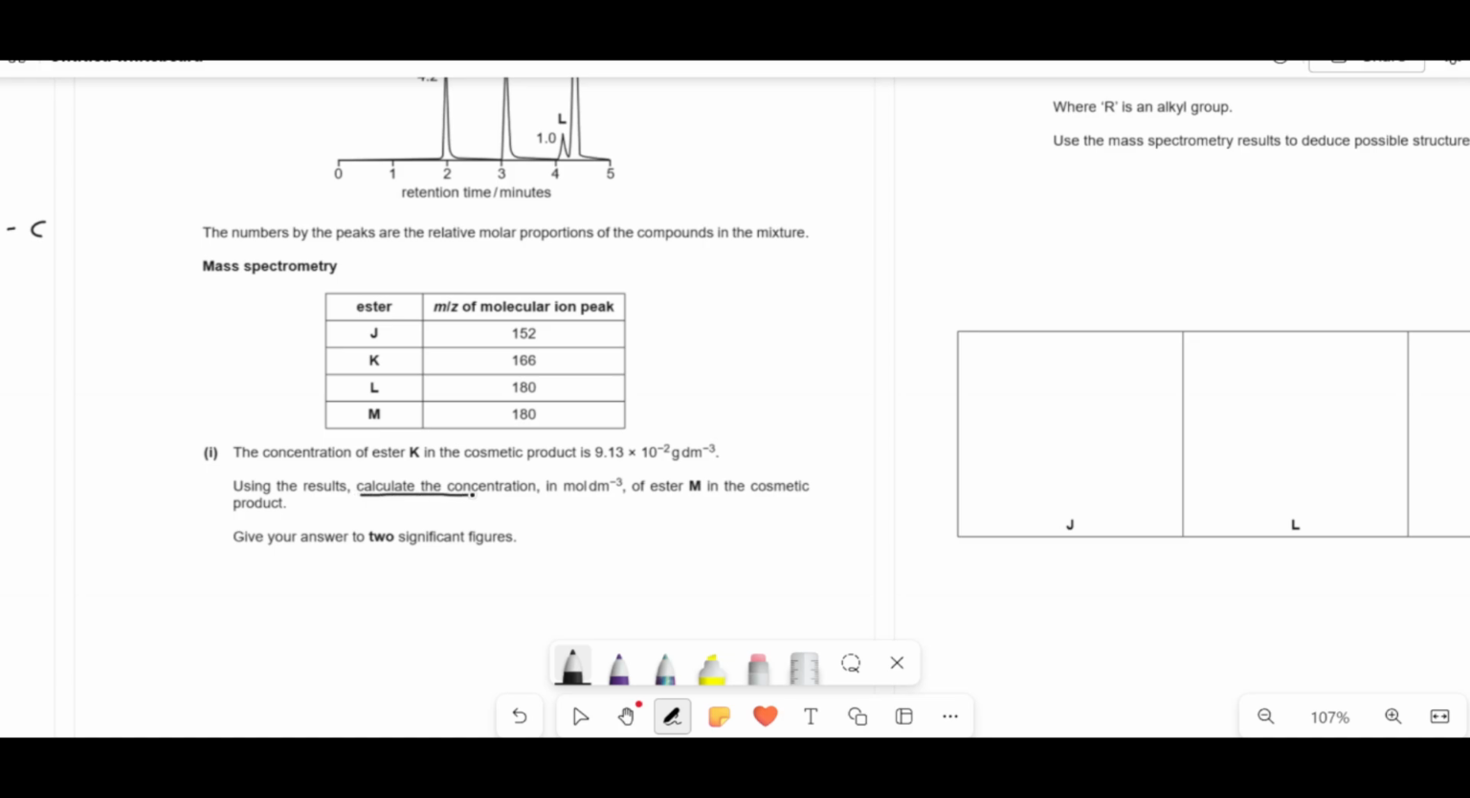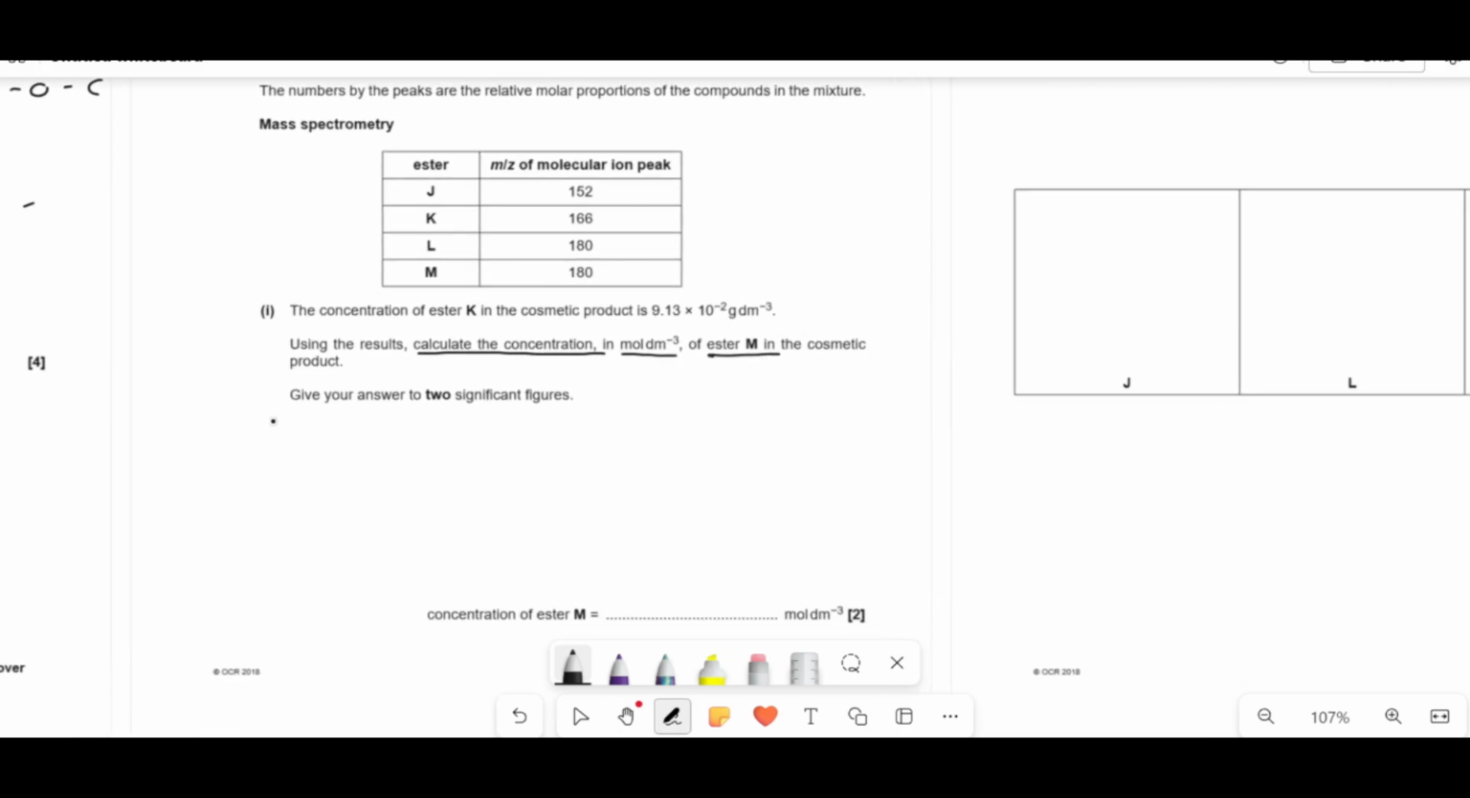Using the results, calculate the concentration in moles per decimeter cubed of M in this cosmetic product, and give your answer to two significant figures. First of all, they've given the concentration of K in grams per decimeter cubed. We need it in moles per decimeter cubed. To go from grams to moles, we divide by its Mr, so moles equals mass over Mr. So the concentration of K is 9.13 times 10 to the minus 2 divided by its Mr, which is 166. That gives 5.5 times 10 to the minus 4 moles per decimeter cubed.